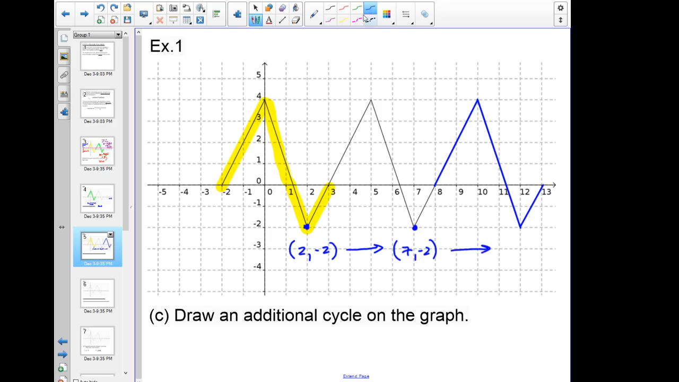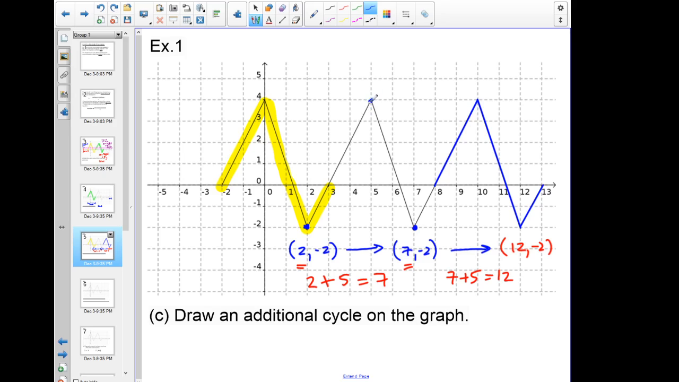If we take a look at the x values, notice we started here with 2, we added the period, and that gave us 7. So now if we start here at 7, and we add the period, that gives us 12, and sure enough, there is a point here at 12, -2. So we could have also done another period that way, using key points.